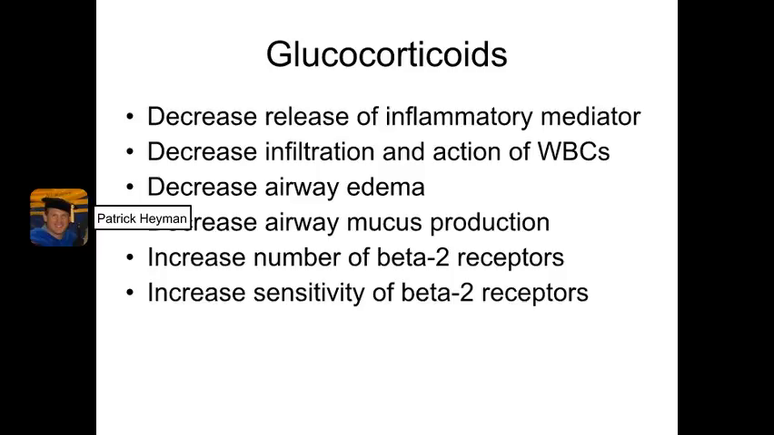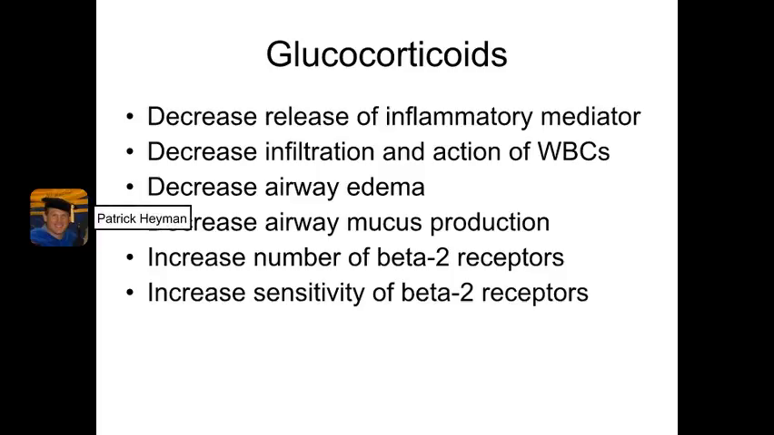We are now done talking about bronchodilators, and now we're moving into anti-inflammatories. You should remember glucocorticoids from earlier in the semester. So they're going to cause these effects. They decrease the release of inflammatory mediators. They decrease the infiltration and action of white blood cells. So fewer white blood cells go to the area of inflammation. They decrease airway edema. They decrease airway mucus production, and this is extremely, extremely important. They increase the number of beta-2 receptors, and they increase the sensitivity of beta-2 receptors.